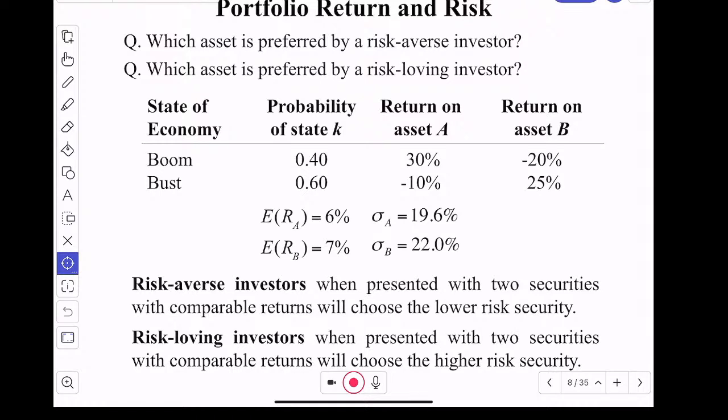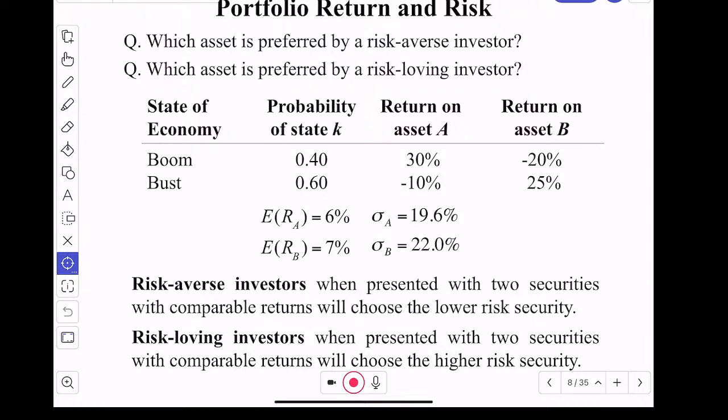Depends who you are. We often assume that investors are risk averse, but we have to consider there are some investors who enjoy the risk. They're risk loving. What's a risk averse investor? A risk averse investor, when presented with 2 securities with comparable returns, will choose the lower risk security. Now here we're kind of stuck because they're comparable, but they're not the same returns. So it's hard to choose between them. So I'm going to introduce a statistic that will help you do that. Risk-loving investors, on the other hand, when presented with two securities with comparable returns, will choose the higher risk security.